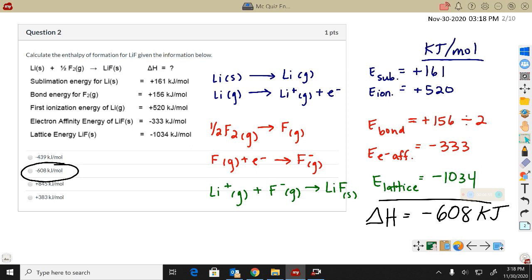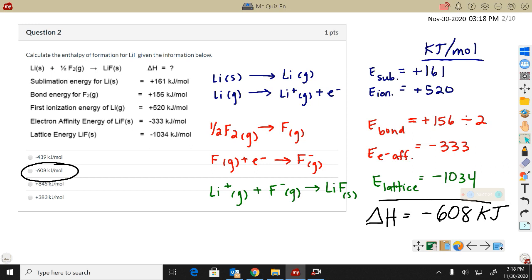I need to prepare the lithium ion. First, we're going to sublime the lithium, turn it into gaseous atoms. That's going to cost me 161 kilojoules. And then once it's in the gas phase, we can remove the electron for another 520 kilojoules per mole, which we do have 1 mole of lithium. And so all of that is endothermic. Going from solid to gas is endothermic. Removing an electron is endothermic.